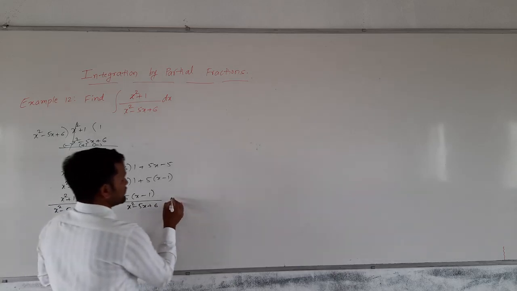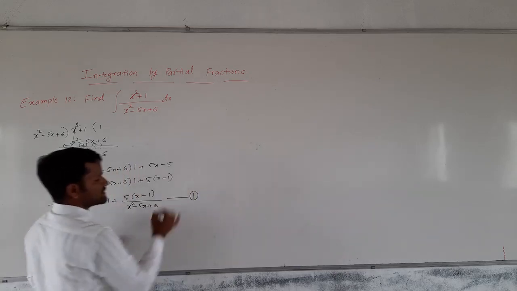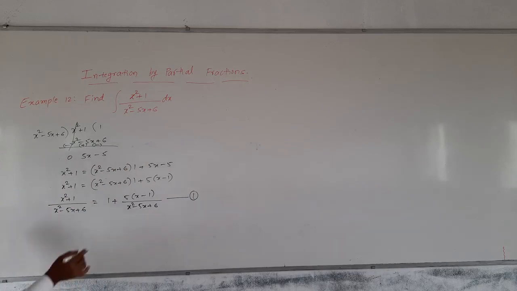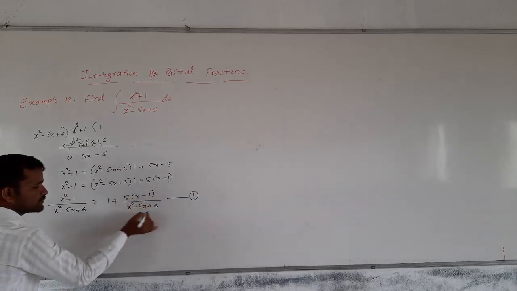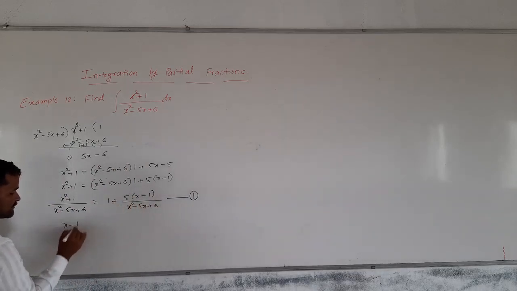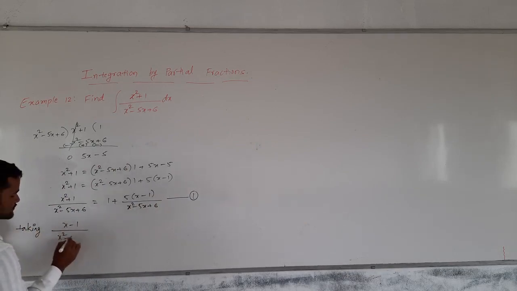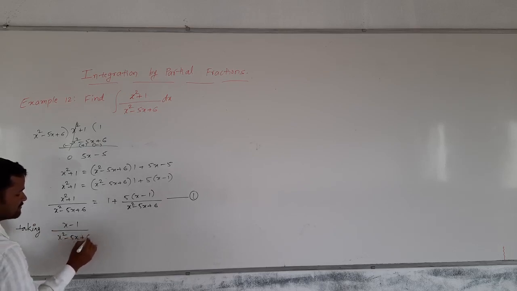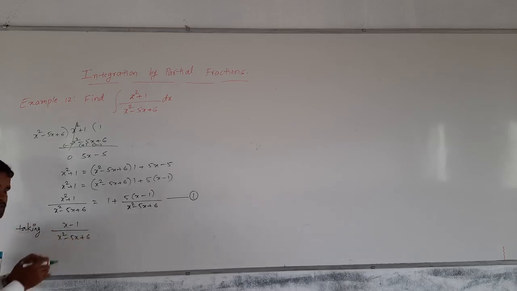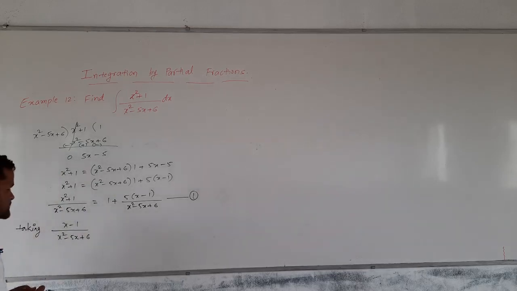Okay, now here let me name this as equation 1, and in equation 1 I will take only this part: x minus 1 by x square minus 5x plus 6. I will use the partial fraction technique only for this function as it is in proper fraction form. After that I will go to the integrations.